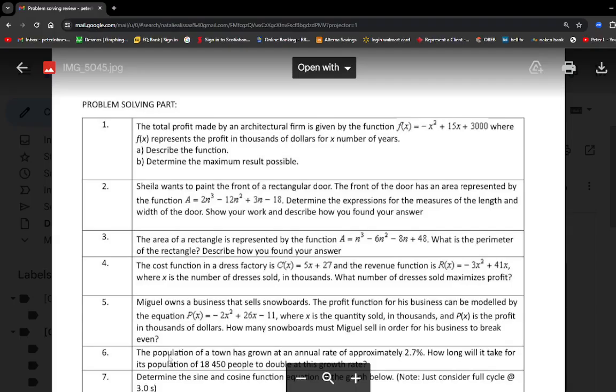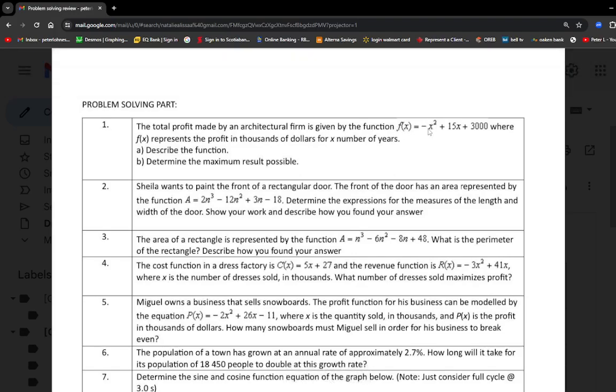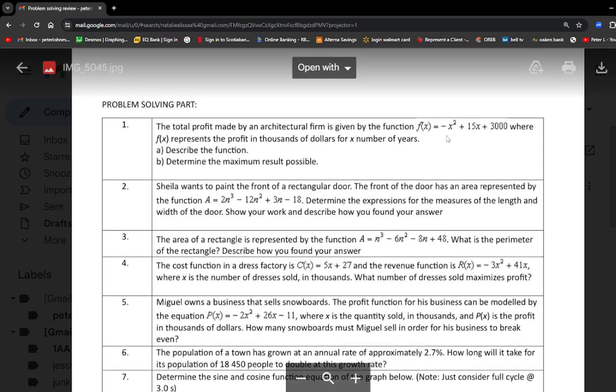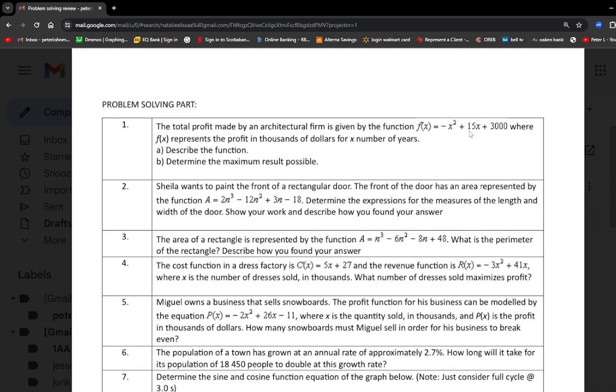So for these specific questions: describe the function. This is a downward facing parabola. We'd have to factor out the -1. Determine the maximum result possible. So that's completing the square. Once we factor out -1, we can see that's negative 15, and when I half that, it's negative 7.5, which means the x value of the vertex is 7.5.